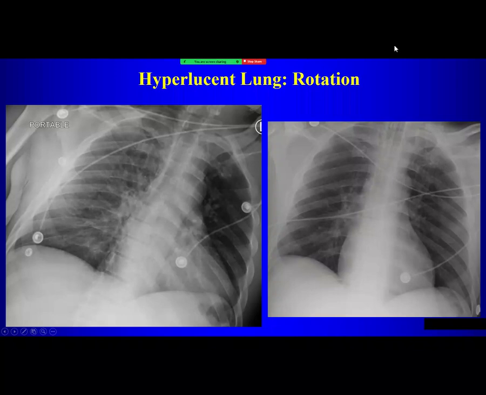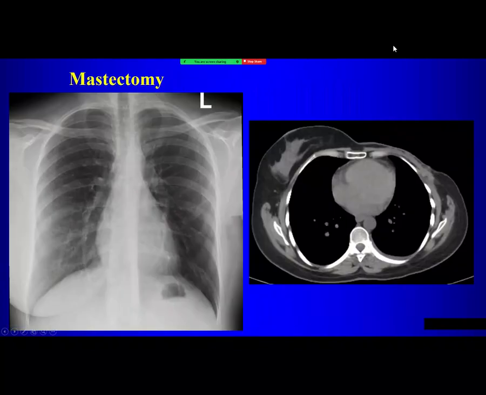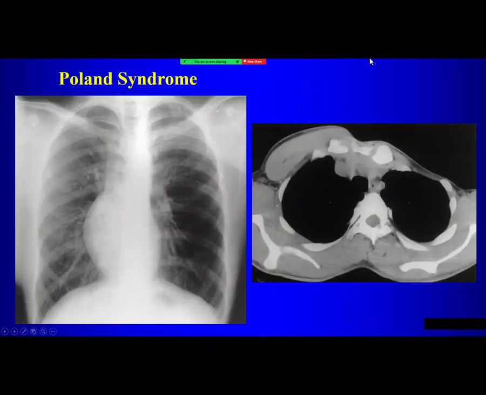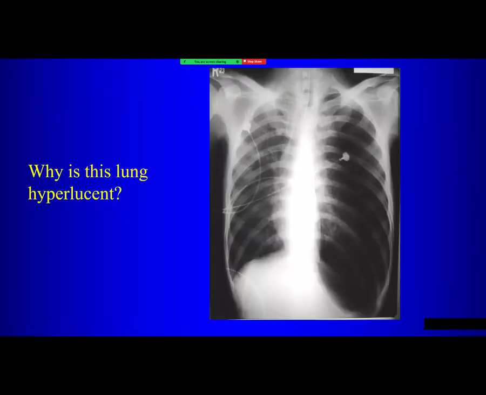Repeat chest x-ray with less rotation and everything looks normal. So even rotation can give you a hyperlucent lung. We already saw a case of a mastectomy, again a soft tissue abnormality that can give you a hyperlucent lung. And then Poland syndrome, congenital absence of the pectoralis muscle, so that also can result in hyperlucent lung. So another case where this lung is really lucent compared to the other side.